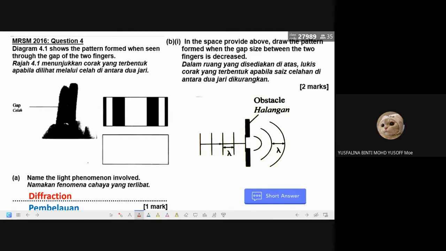So this one, name the light phenomenon involved. This is called diffraction, when it passes through the gap here. It says diagram 4.1 shows the pattern formed when seen through the gap of two fingers. So if you put your two fingers like this, and there's a gap here, then you make the light pass through. That one we call diffraction. Okay, for B1, wait for a moment.